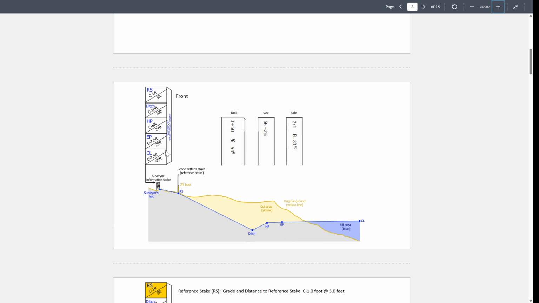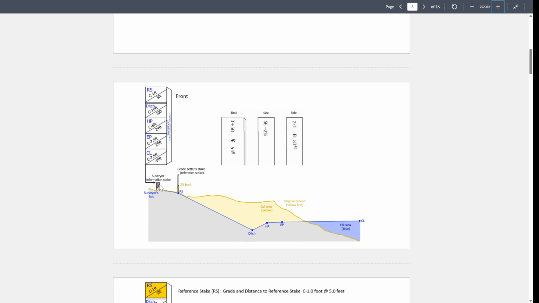Up here on this side of the diagonal is your cut or your fill. On this side of the diagonal is how far away you are from wherever your reference stake is. Speaking of the reference stake and what's called the grade setter stake, here it is, RS. Now, where the surveyor set this, where do you set this? Because this one is the one you're going to take your dimensions from.